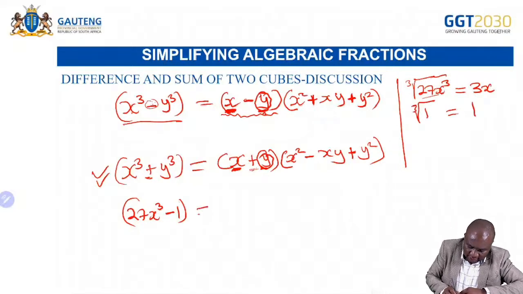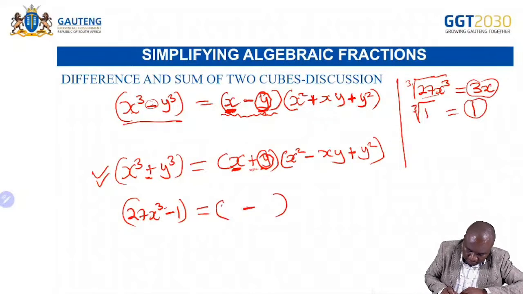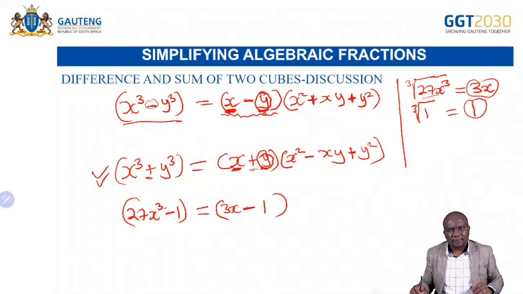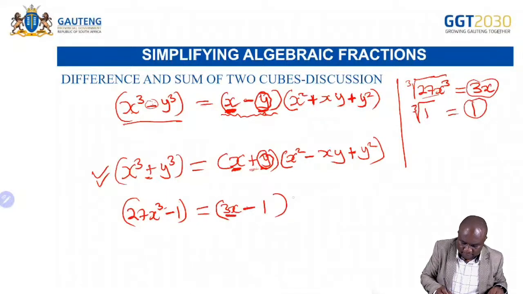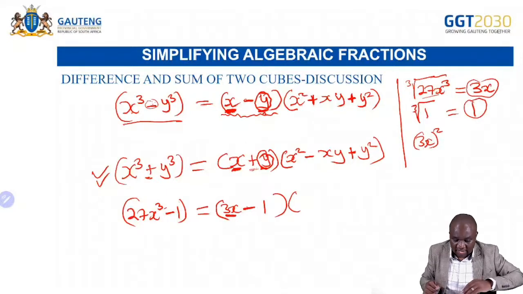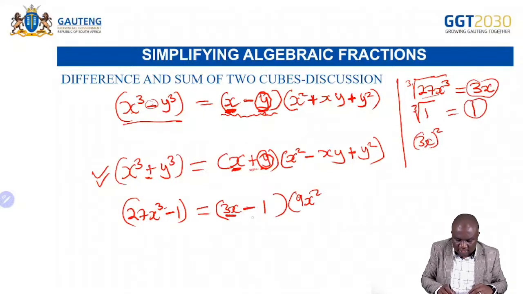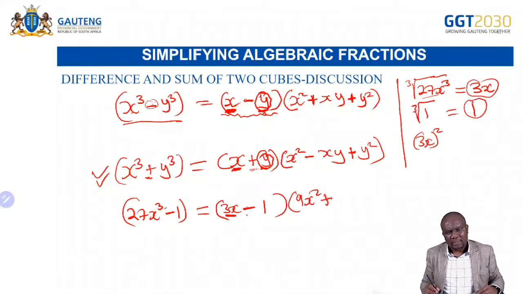So our first bracket, we take the operation, the minus there, and then we put the cube roots, the 3x and the 1. It's going to be 3x and 1. Then what do we do next? We square 3x. What is 3x squared? It is 9x squared, isn't it? 9x squared, we write it here. And then the operation changes. It is minus here, now it should be plus.